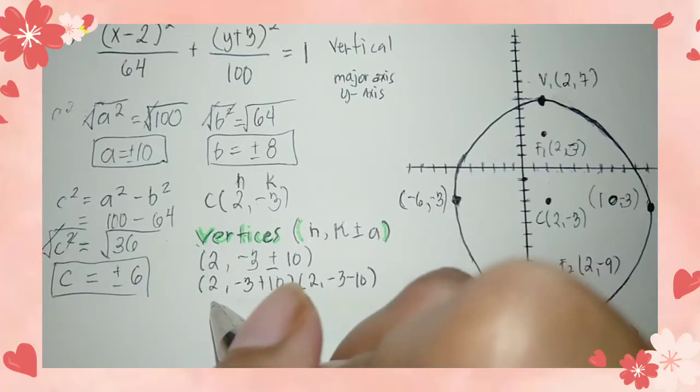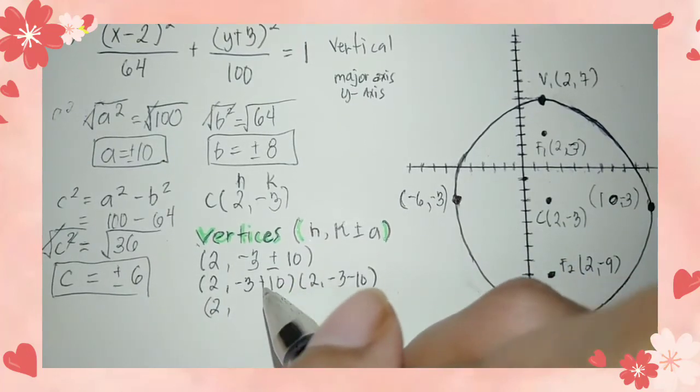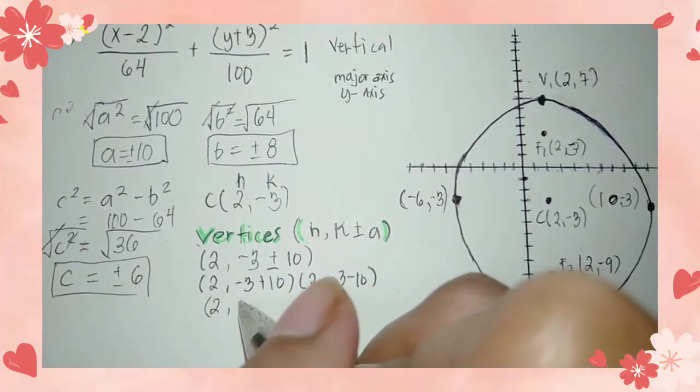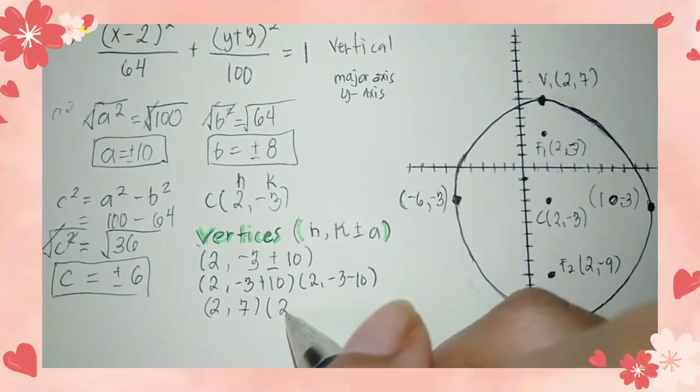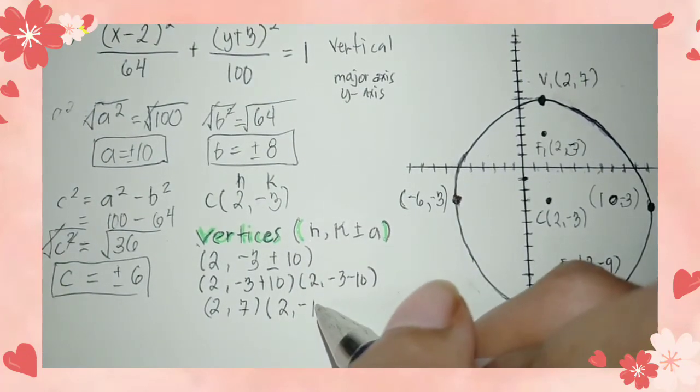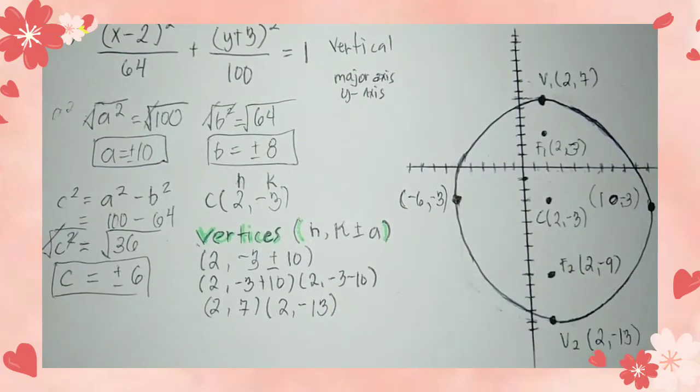Alright? So, we have 2. Negative 3 plus 10 is equal to positive 7. 2. Negative 3 minus 10 is equal to negative 13. Alright? So, tingnan natin kung tama ba siya sa ating vertices na nakuha sa Cartesian plane. So, we have our vertices 2 and 7, vertex 1, tama. Vertex 2 at 2 and negative 13, so tama.